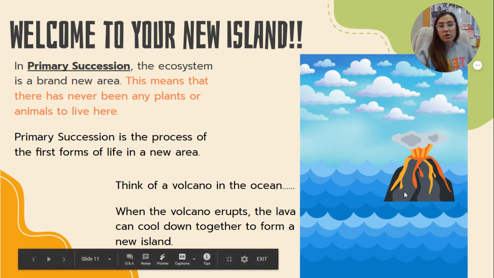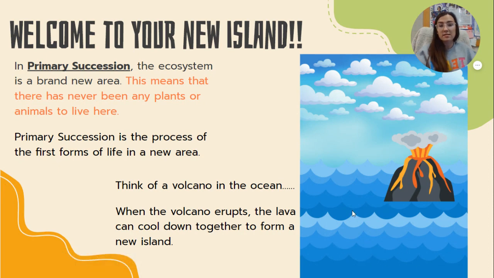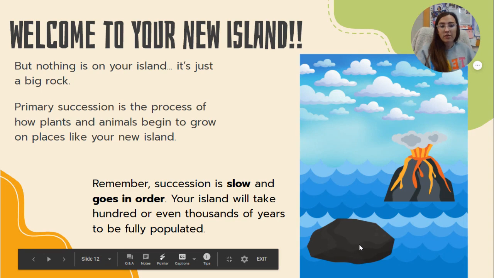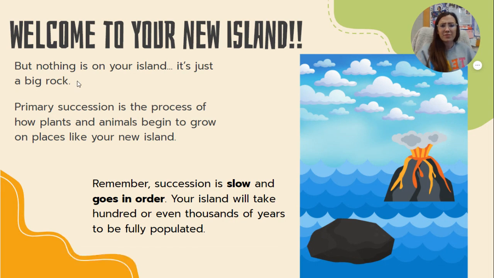Okay? So your volcano erupted to form an island, and now this is the process, succession. It's changing and adding life to your new island. Check it out. Your island has cooled, but it's just kind of lava rock right now, floating in the ocean. So we've got to figure out what to do with it. Primary succession is where the plants and animals start to grow on your new island. Now, this could happen in any area that doesn't have life yet. It doesn't have to be an island, okay? But this is an example of where it could occur.